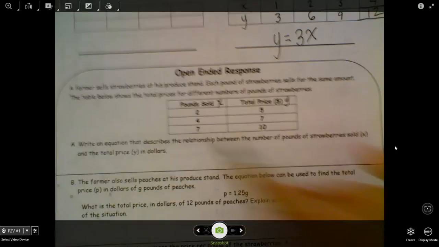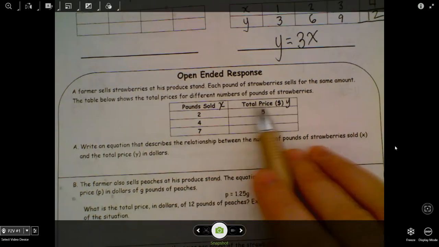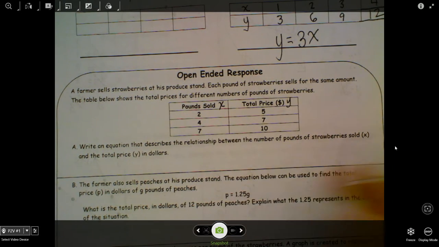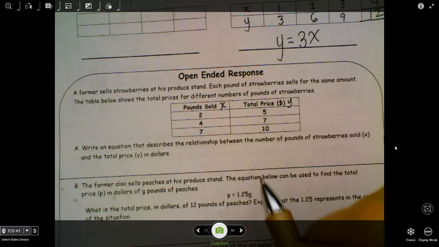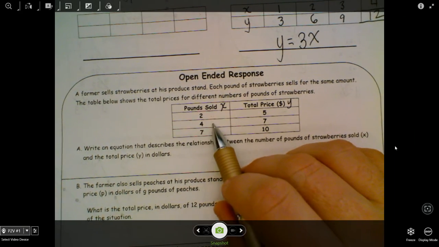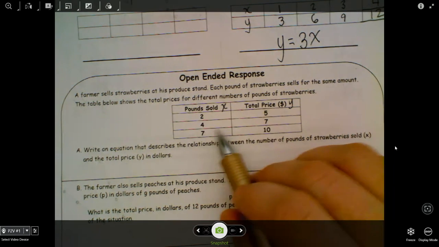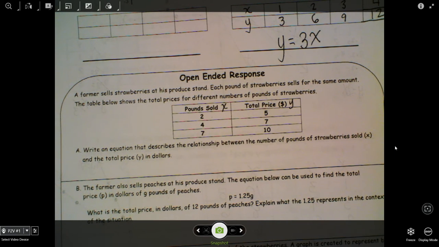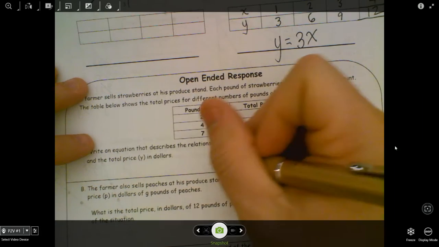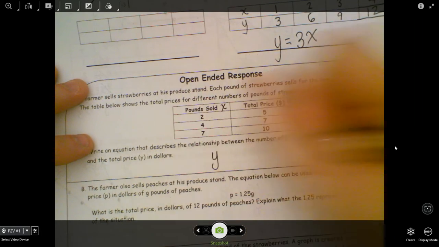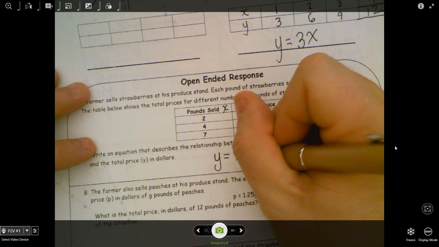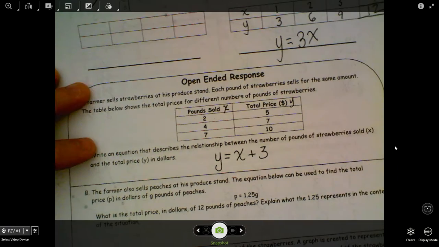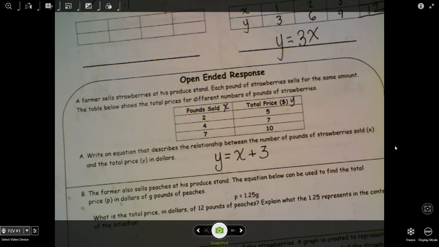So basically it's a fancy way of saying how are we going from 2 to 5, 4 to 7, 7 to 10. Okay, well to go from 2 to 5 we could add 3. 2 plus 3 is 5. Does it work for everything? 4 plus 3 is 7. 7 plus 3 is 10. So what are we doing? Our rule is plus 3. We're adding 3. So our rule is, in an equation, our y column equals our x column plus 3. So our first answer is y equals x plus 3.